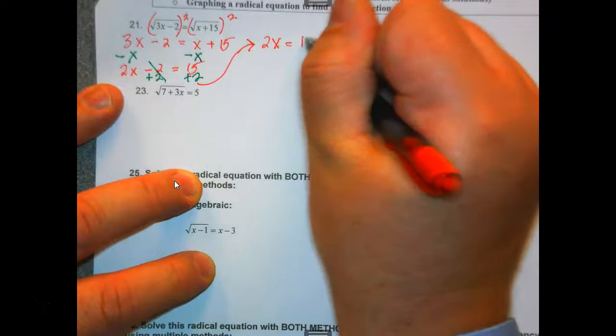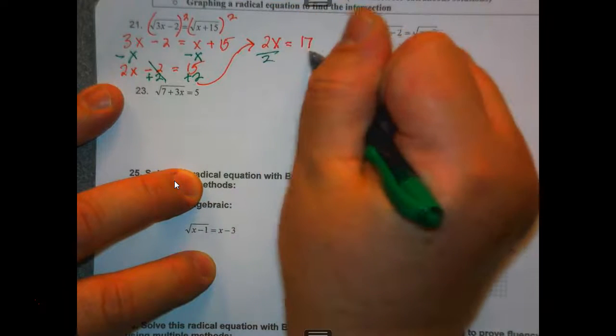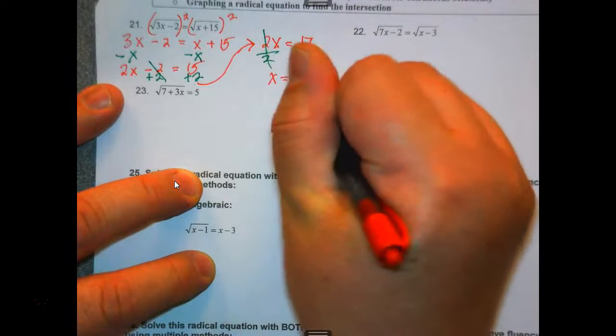2x equals 17. Divide by 2. And I get x equals 17 halves.